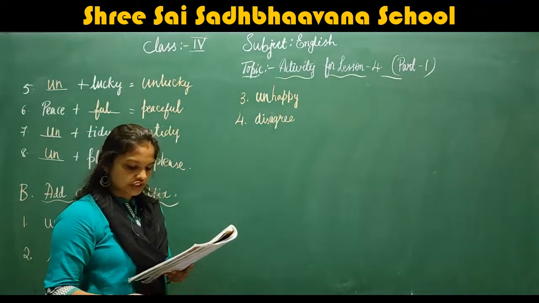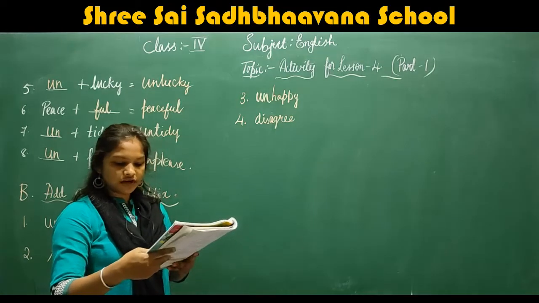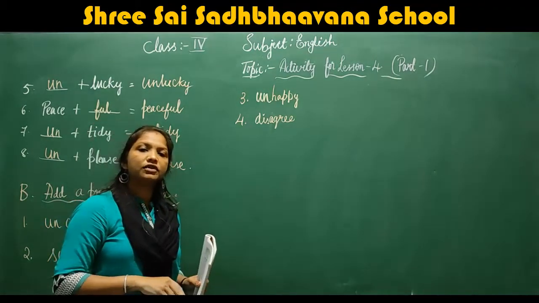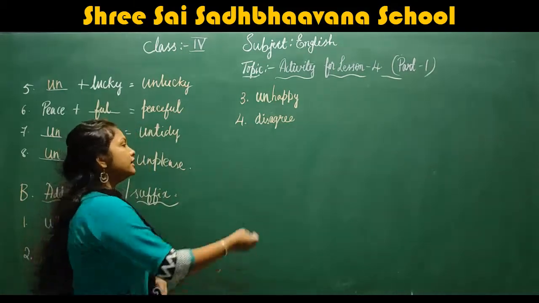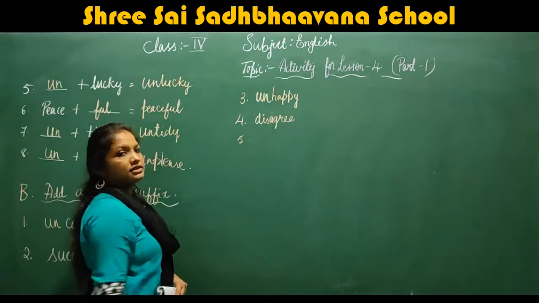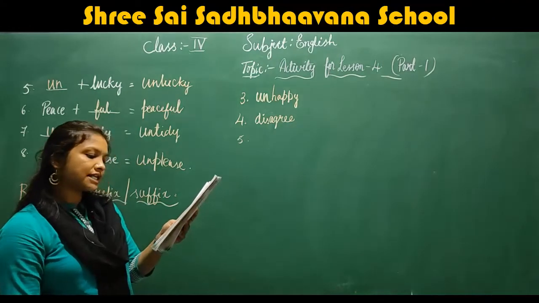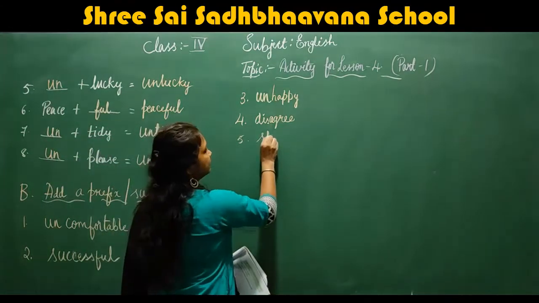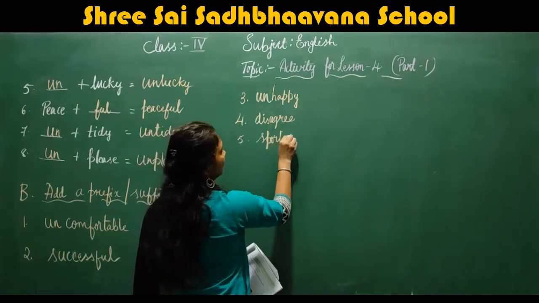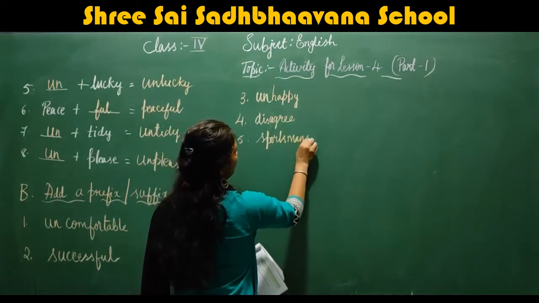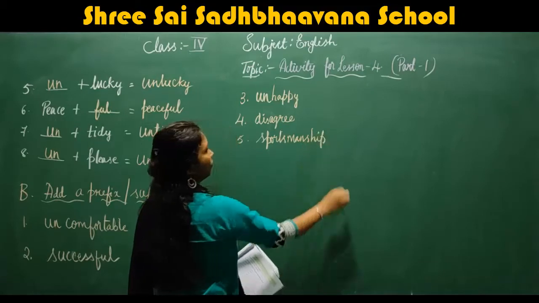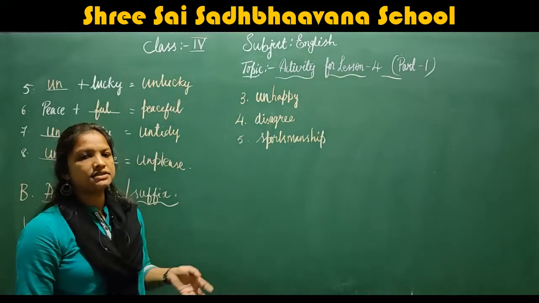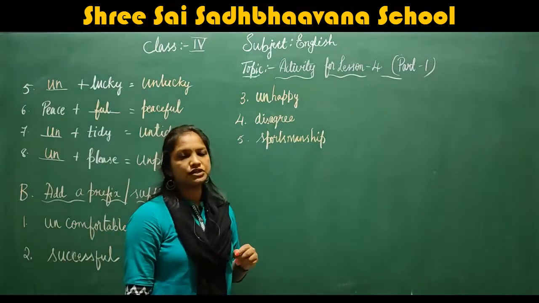She lost the match, but everybody praised her for her dash. Sportsman. So do we have to add a prefix or suffix, children? Here we have to add a suffix. She lost the match, but everybody praised her for her sportsmanship. Okay, she lost the match, but she was praised for her sportsmanship.